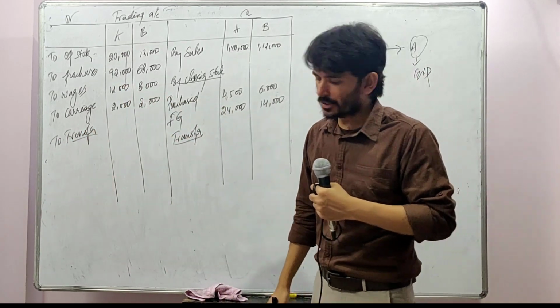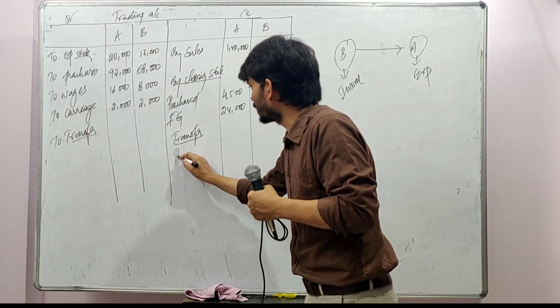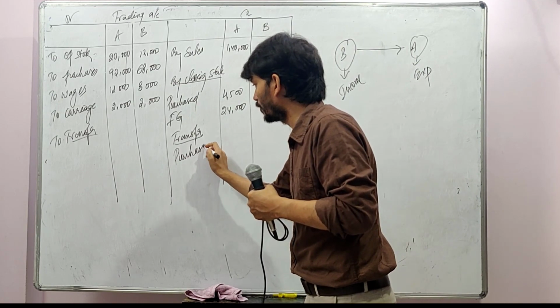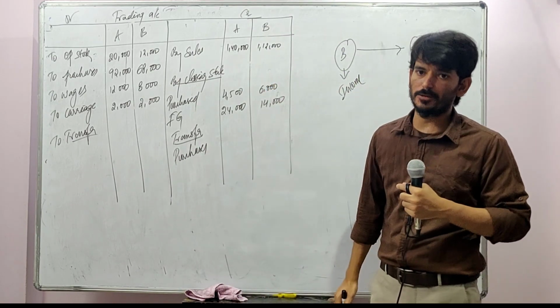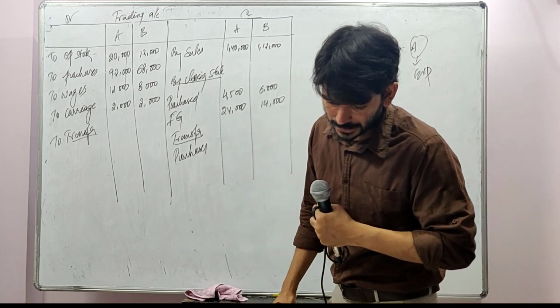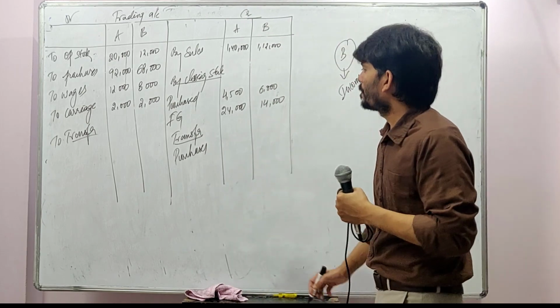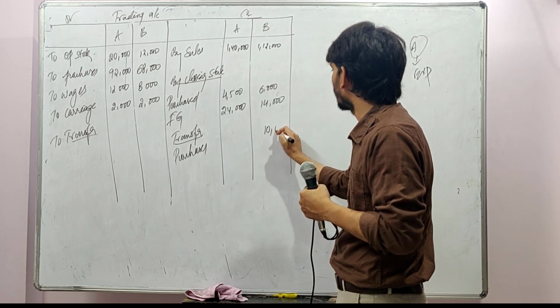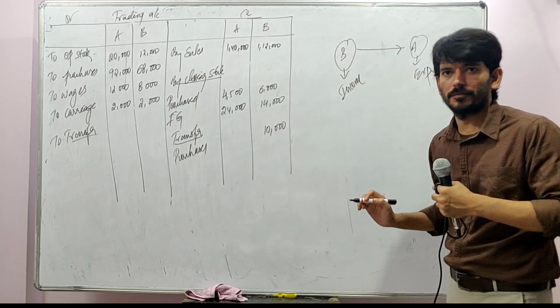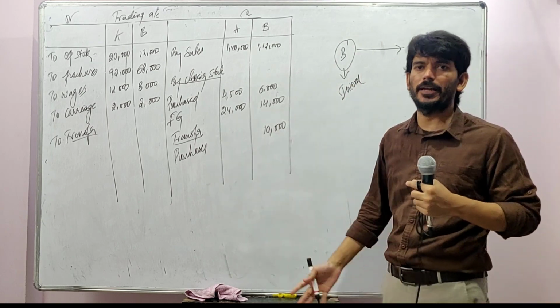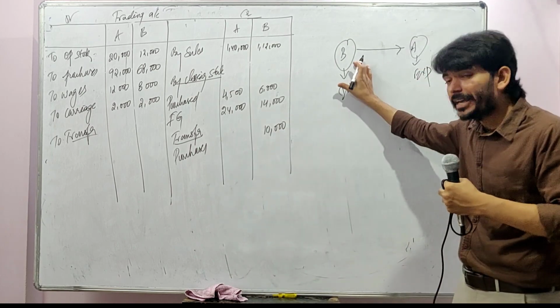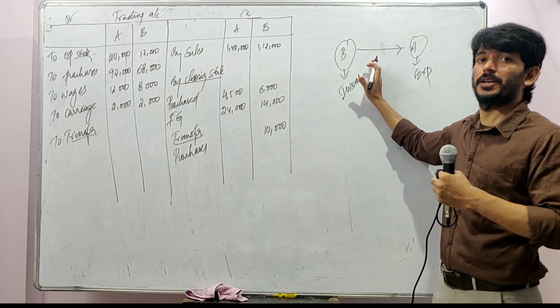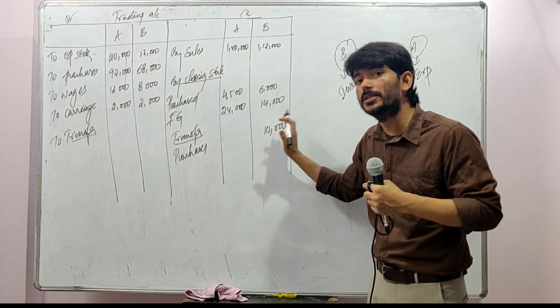Understanding? Purchased goods transferred. This is also purchased goods they are transferring. Again I told you, purchased goods will always be at cost. So B is transferring 10,000. For B this will become income. I am repeating this many times. Understand this: B is transferring, so for B it's an income. So you should be writing in B's column only.